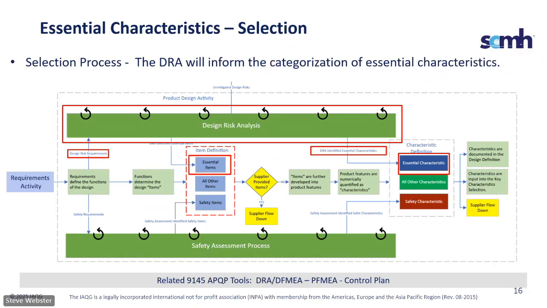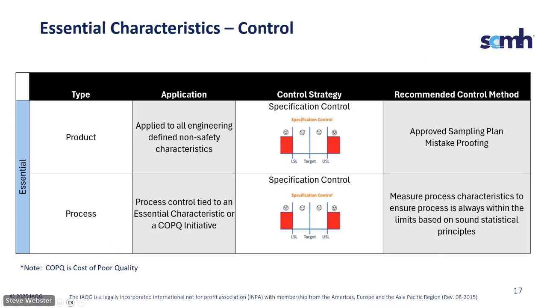And then Steve, if you want to go to my last slide. Yep. So, control strategies for essential: product and process. For product, we tend to look at outputs; for process, we tend to look at inputs. For product, we're assigning these to the non-safety characteristics that engineering has deemed important. And for process characteristics, maybe it's a substitute, maybe we can't easily manage the output, but we manage the input, but we want process control tied to an essential characteristic or a COPQ initiative.